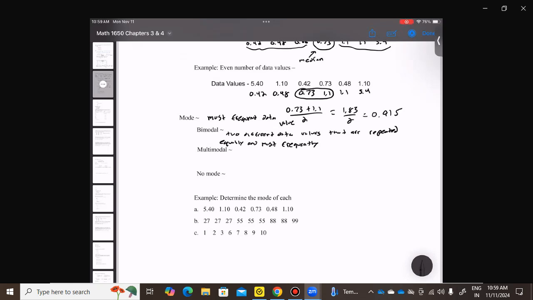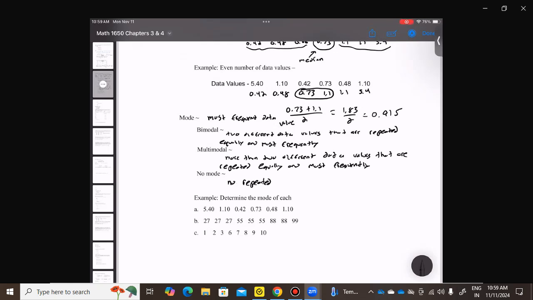Multimodal is when there are more than two different data values that are repeated equally and most frequently. And no mode means no repeated data values.